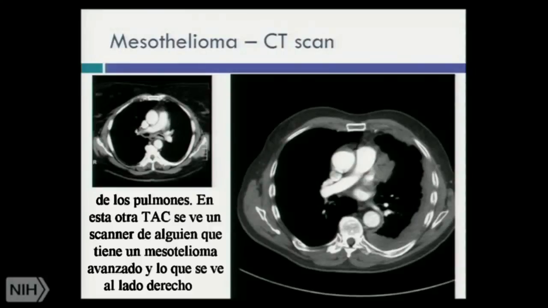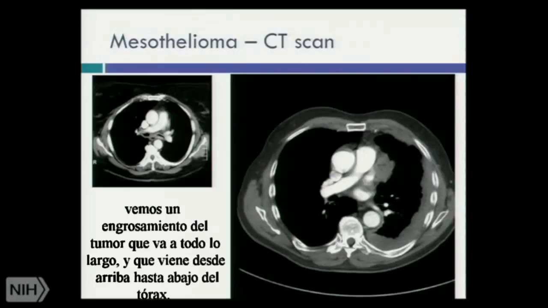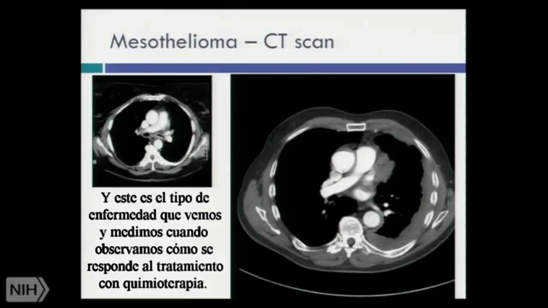This is a CT scan of someone with quite advanced mesothelioma. And what you see is that on the right side here, again thinking of your person with the head out the back and legs into the auditorium, this is actually the right-hand side and this is the left. So in between the white of the ribs and the black of the lungs, here we're seeing a thickness of tumour that's going all around, and that would go from the top to the bottom of the chest.